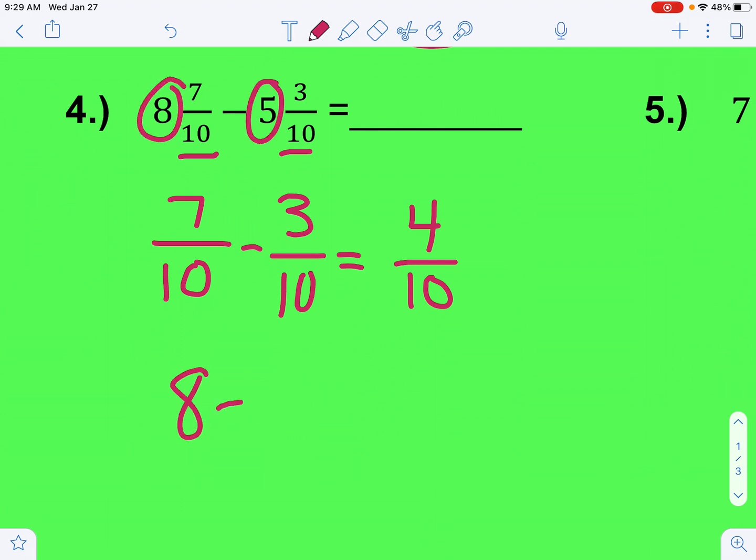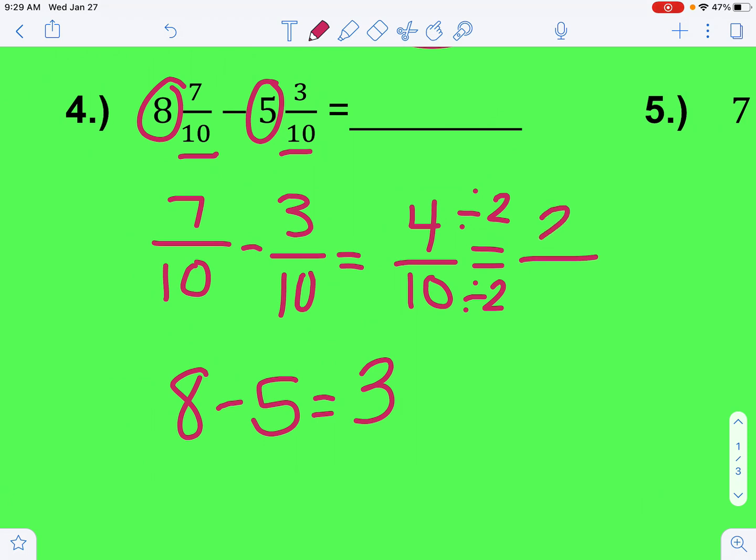And then we need to subtract our whole numbers. We're taking 8 minus 5, which gives us 3. Alright, before we combine our fraction with our whole number, can we simplify 4 over 10? Right, we could divide both of them by 2 because they're both even.